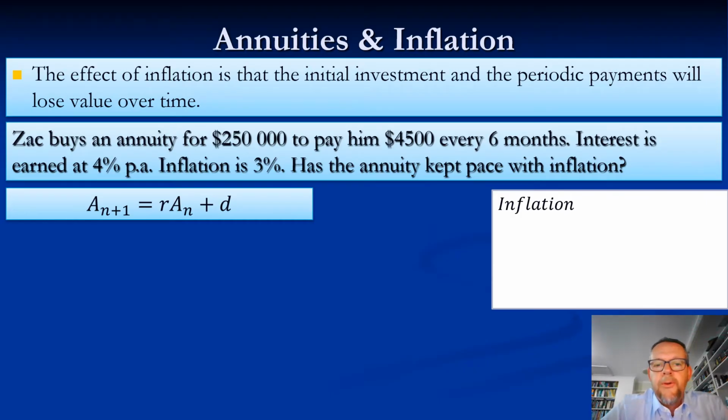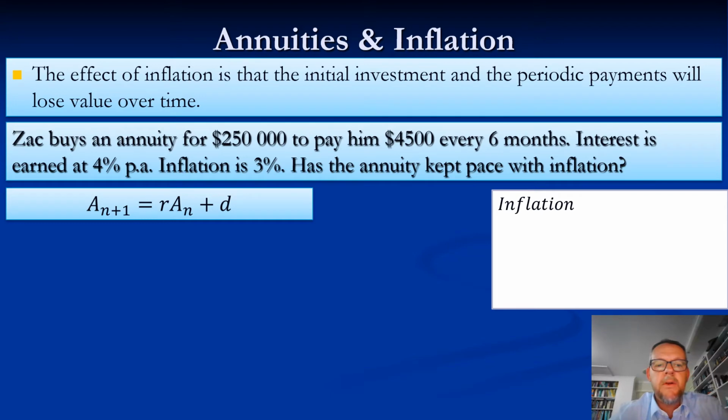An interesting form of investment is that of an annuity. This is where you're starting off with a lump sum and you get these periodic payments given to you. The problem though is that inflation will actually reduce the value or the buying power of that money in the future, so this money will lose value over time. So let's have a look at this example.